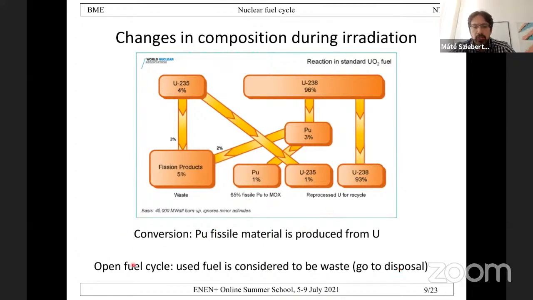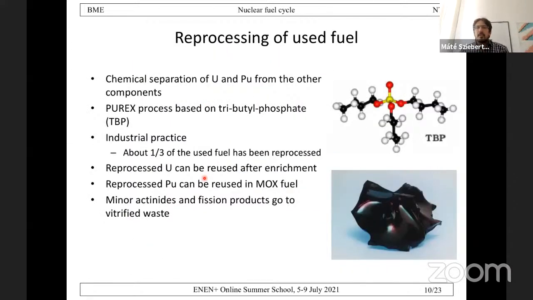And now one option, which I already mentioned, is that this used fuel can be considered as waste and go to disposal. And this is what we call the open fuel cycle. From this respect, I could go to the end of the presentation about the disposal. But let's see the other option when you do so-called reprocessing. So a chemical separation of the uranium and plutonium from the other components in the spent fuel. This is, in fact, in industrial practice, a well-established technology, the so-called Purex process.